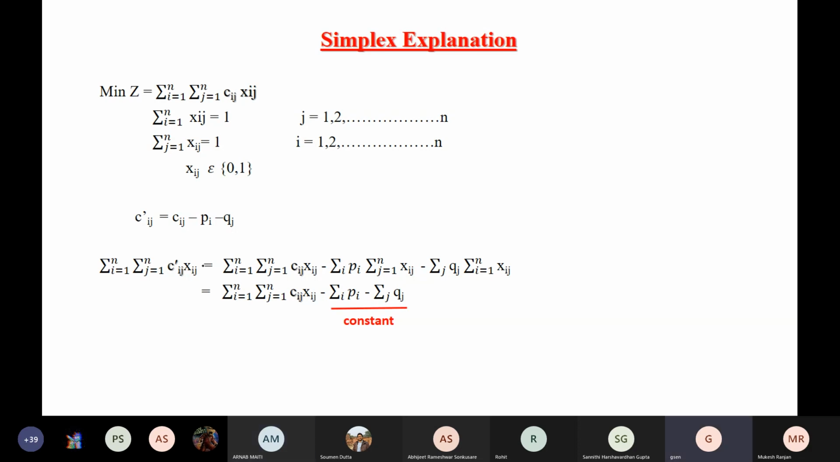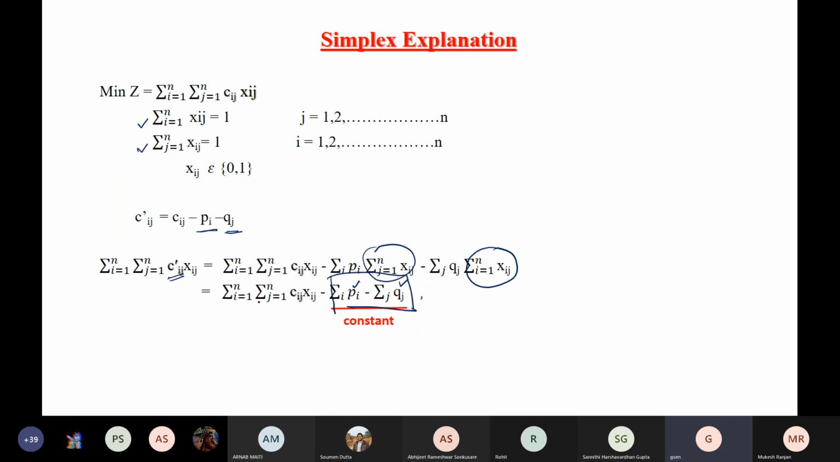So basically, this pi is the minimum row element for row i. Similarly, qj is the minimum column element for column j, right? So this c dash ij, if you are replacing it with this expression in the objective function, because summation xij is 1, using these two constraints, this expression becomes 1, and this one is also 1. So you are getting summation pi minus summation qj. So pi and qj are anyway constants, so their summations will also be constant. So this part is a constant quantity.